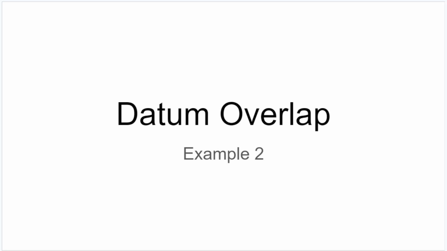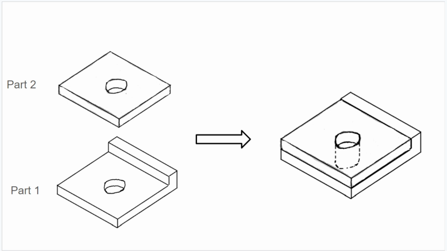Hello again. So I'm just going to be going over one more example on datum overlap. And instead of flatness, this one is going to be covering how it applies to two mating perpendicular surfaces in an assembly. Here's the assembly.